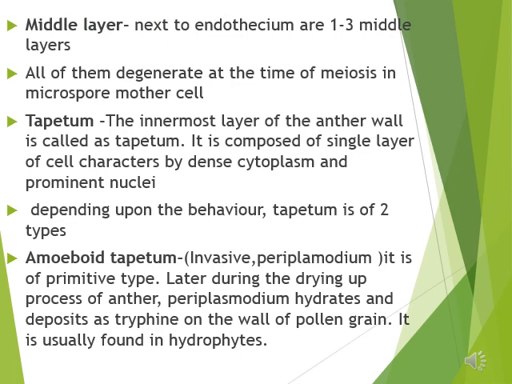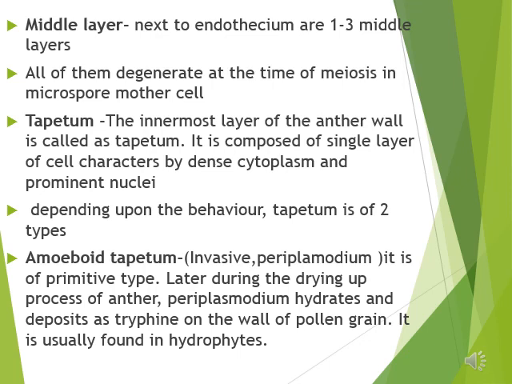Now the third layer is the middle layer. Next to the endothecium are 1 to 3 layers. They are nothing but the middle layers. All of them degenerate at the time of meiosis in the microspore mother cell.